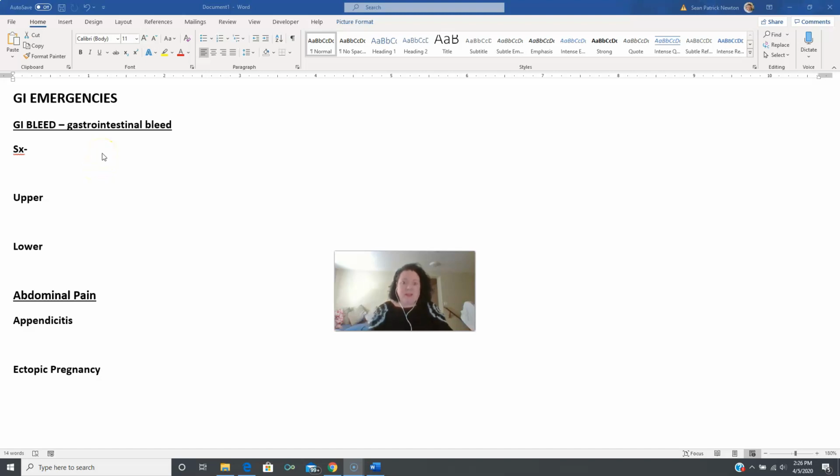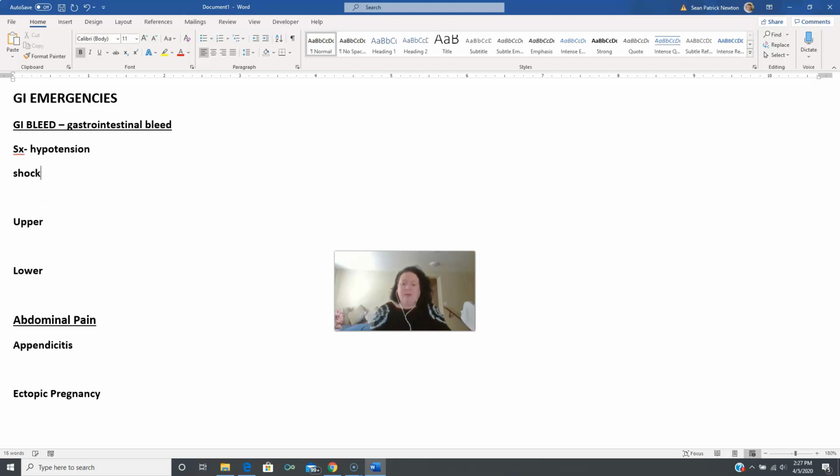First thing I want to talk about is gastrointestinal bleed. We call them GI bleed, which stands for gastrointestinal bleeding. First I'm going to talk about the symptoms of all gastrointestinal bleeding, and then we'll talk about the specifics between upper and lower. If a patient is having bleeding, either upper or lower, they're losing blood, so they could have hypotension and shock, hypovolemic shock.